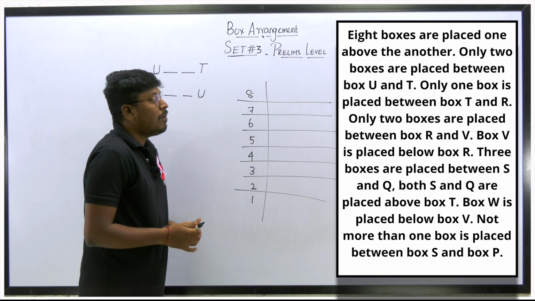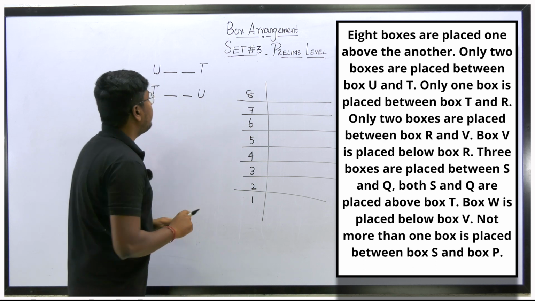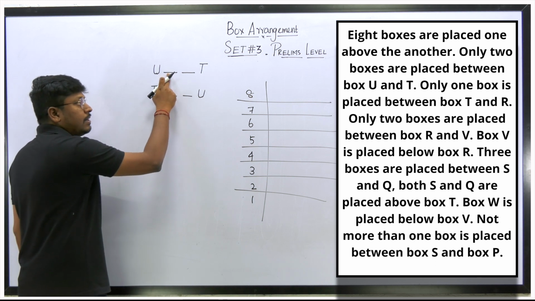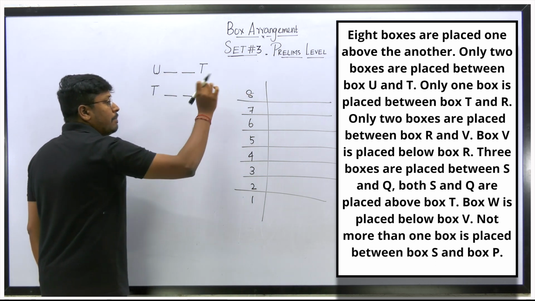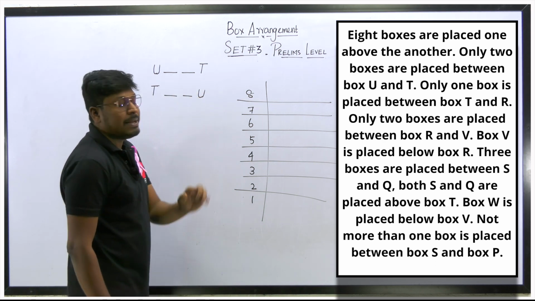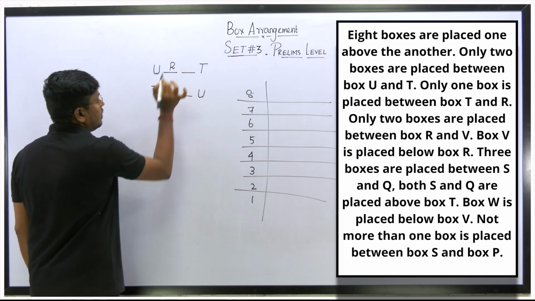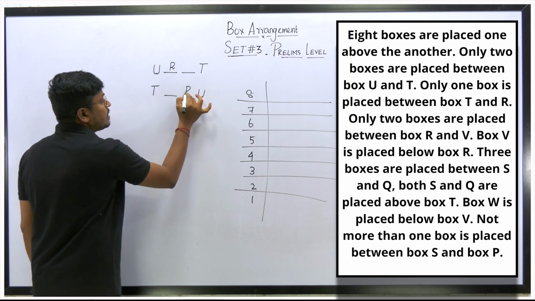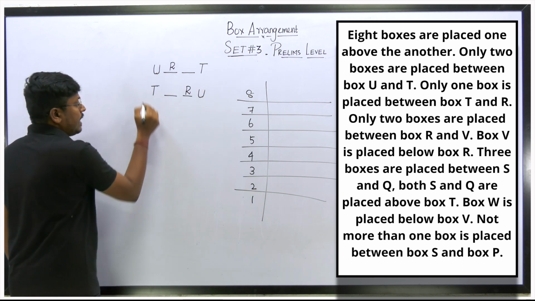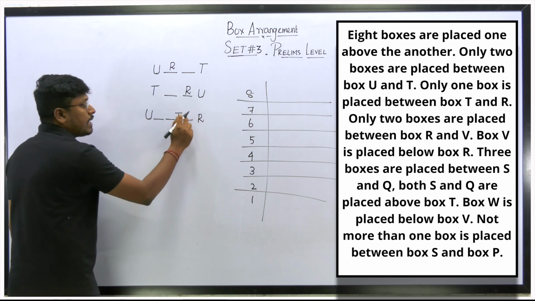Next point, only 1 box is placed between T and R. So between T and R there is a gap of only 1 box. When you take this diagram, we can fix R here or else R here. Understood or not? Only 1 box is placed between T and R. So in this possible diagram I can fix R here, and similarly in this possible diagram I can fix R here, or else we can draw the same diagram as U, T and R, with a gap of 1 box between T and R.